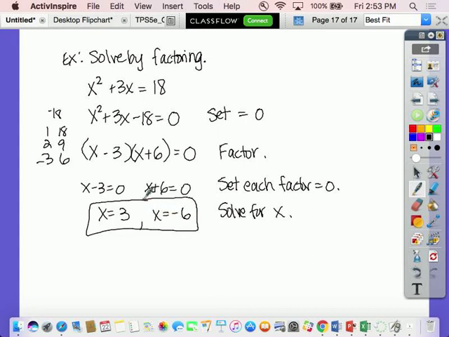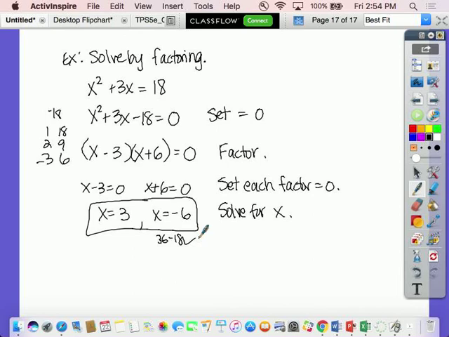Now, if you want to go and check your work, you can take the 3 and plug it in here. That would be 3 squared, which is 9, plus 3 times 3, which is 9. 9 plus 9 is 18. You could also do the same thing with -6. -6 squared is 36, plus 3 times negative 6, that's negative 18. 36 minus 18 is 18. So both of these work.